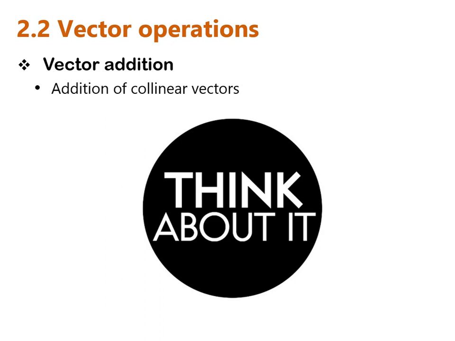What happens to our addition of collinear vectors? So what are collinear vectors? So the vectors will apply in the same direction. For example, let's consider vector A and 2A. So they are acting in the same direction. What happens when you add both of them?